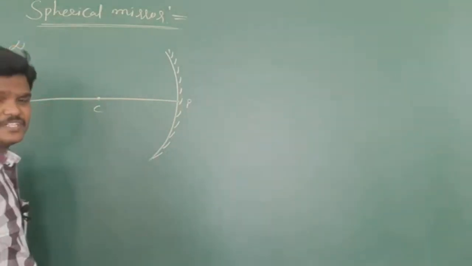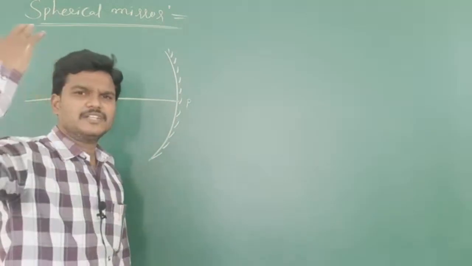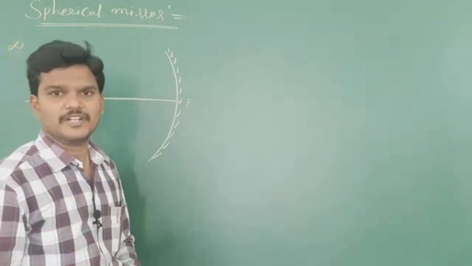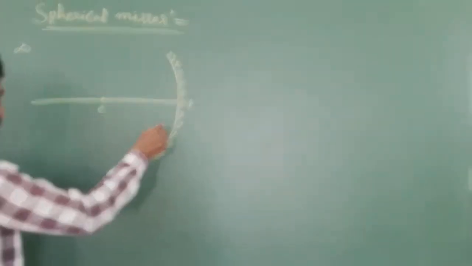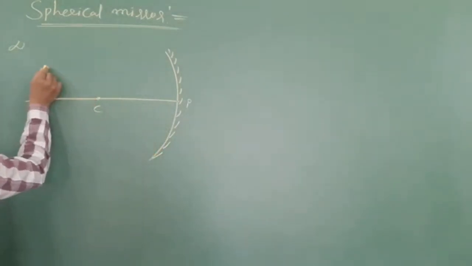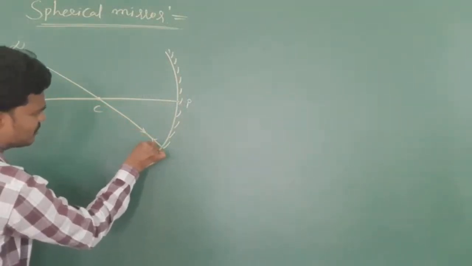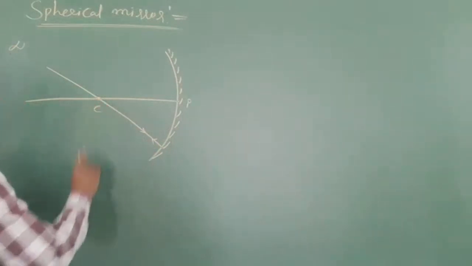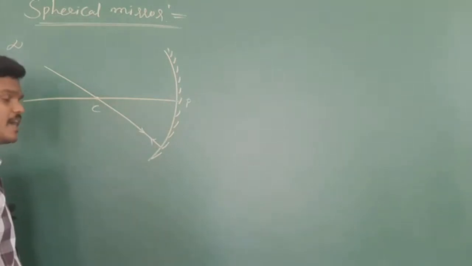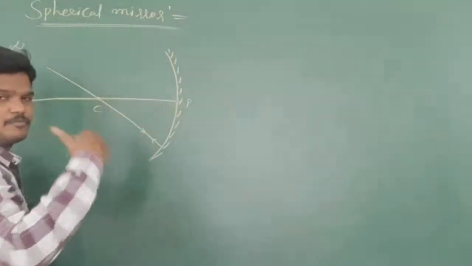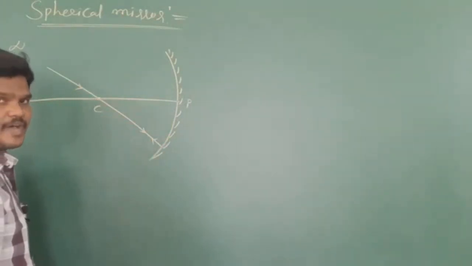If the object is at infinity, that object will emit light rays in all directions. So whatever the light is there at infinity, a parallel beam of light is coming from that point. So let us suppose a parallel beam of light is coming. Here one of the beams of light passing through the center is undeviated. This is also the rule. A light ray passing through the center of curvature will be reflected back, like a ball hits a wall, it will come back. Whatever light ray passes through the center will be reflected back.